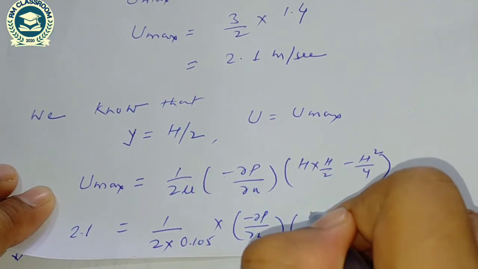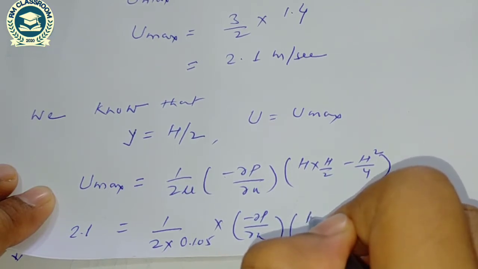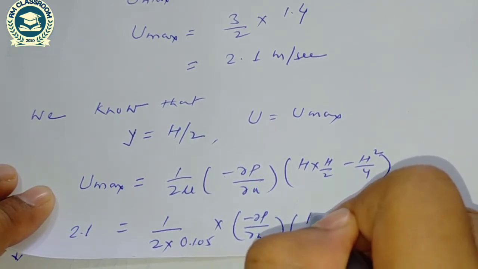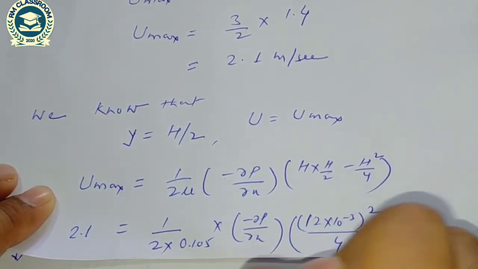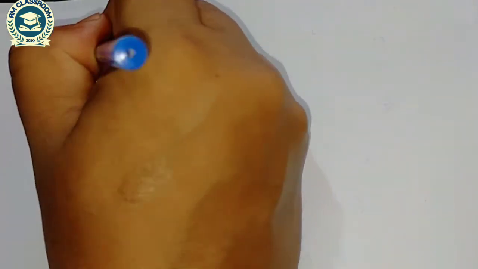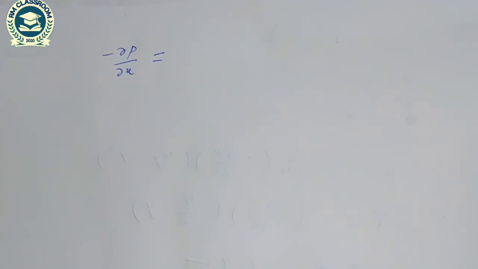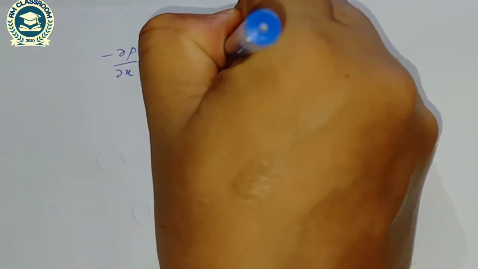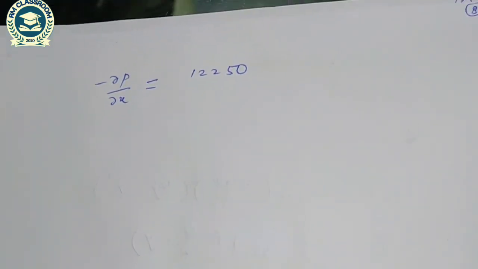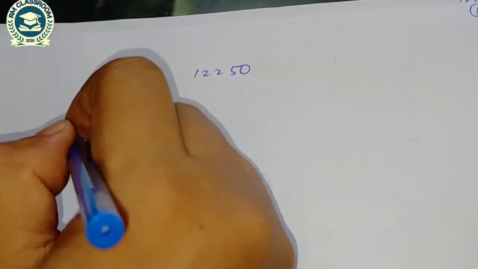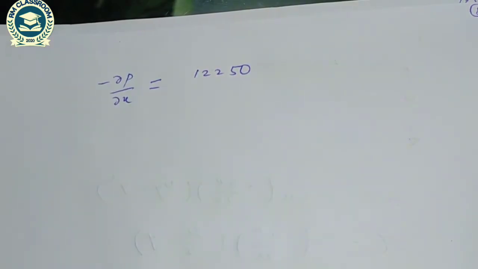So h square by 4, and h is given how much? 12 mm. So (12 into 10 to the power minus 3) whole square divided by 4. So from here we can compute the value of minus del p by del x. So the minus del p by del x is equal to 12250. So now we can compute the value of velocity. So we have to compute the velocity.